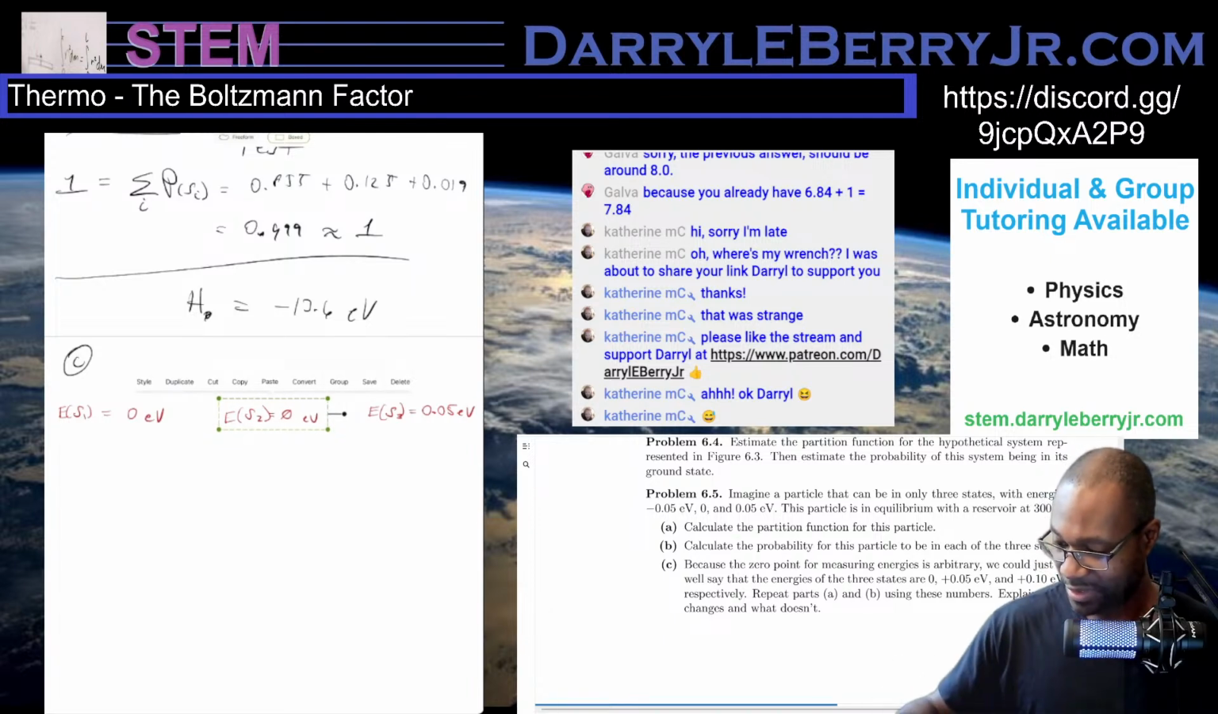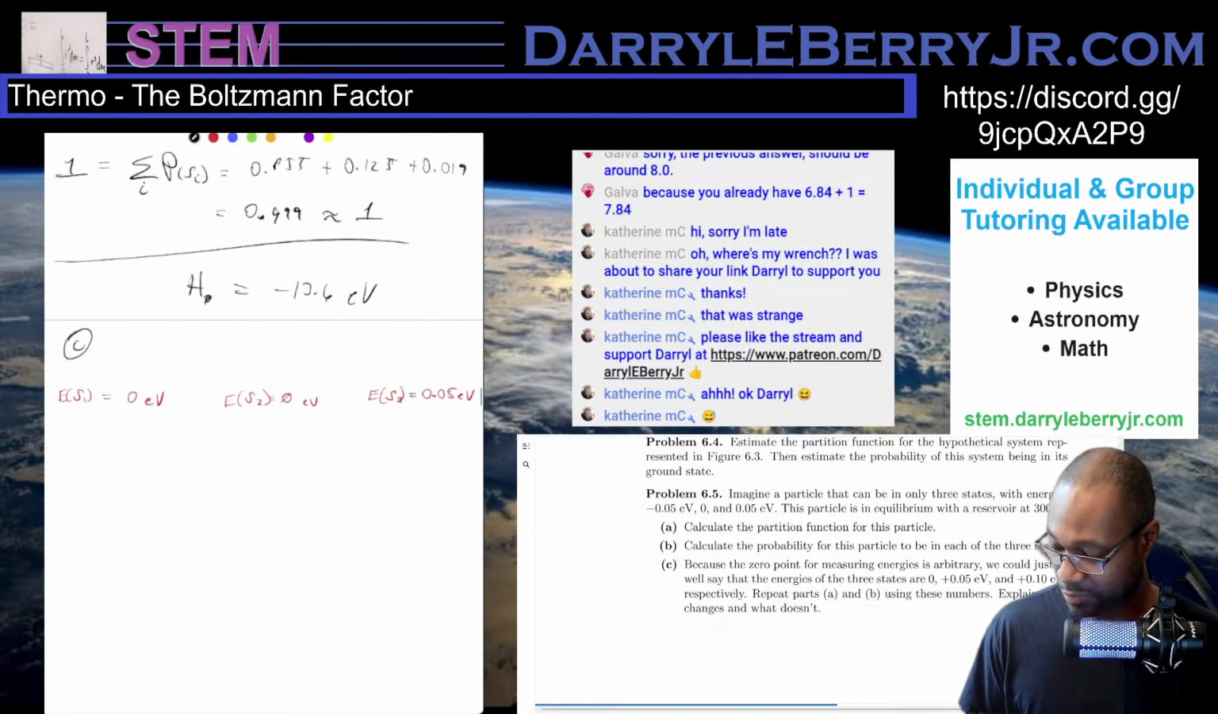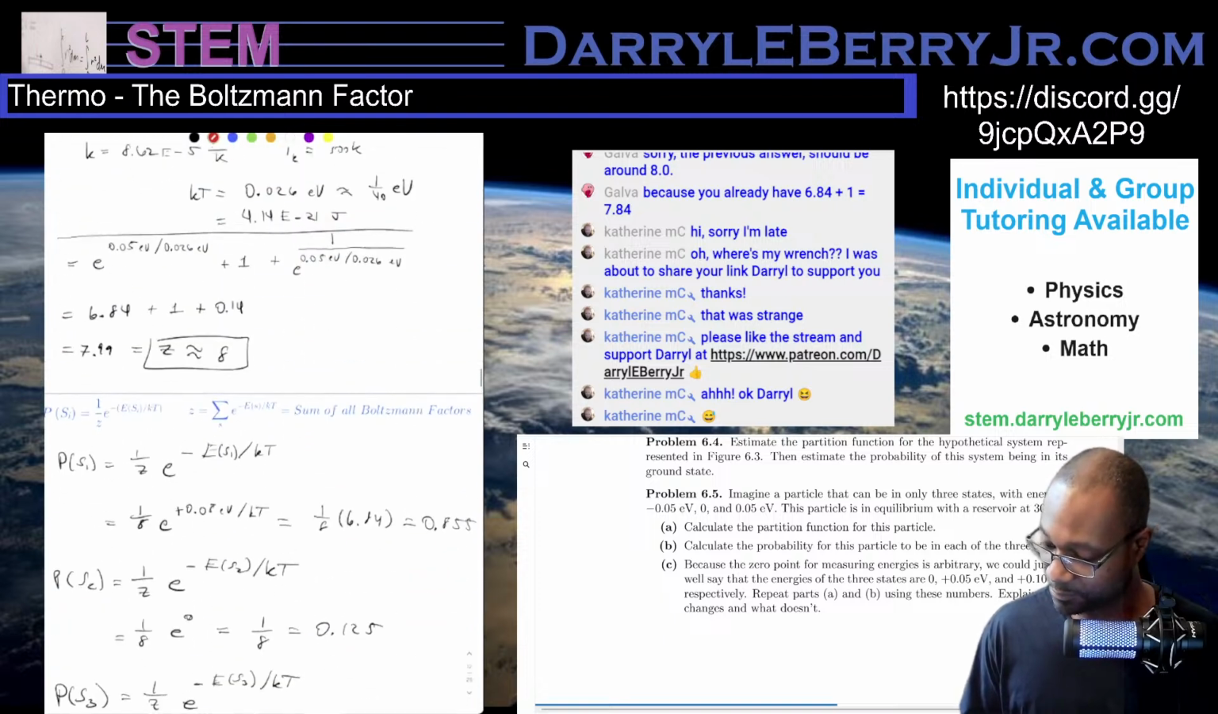But I noticed that they're good about doing 0 for the ground state, and I guess that's because they do this shift thing, right? But that's just an aside. So let's keep on going. So then we have 0, then 0.05, and then 0.1. So these are the energies that we're working with.